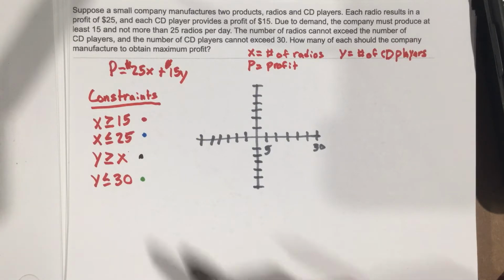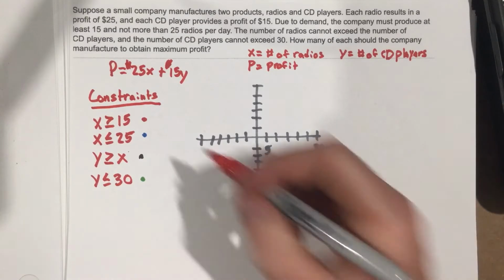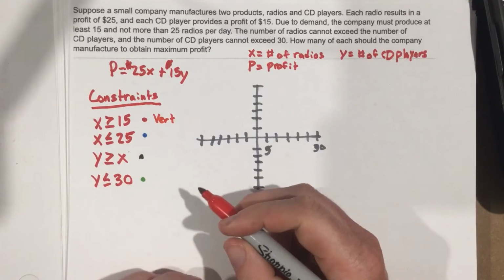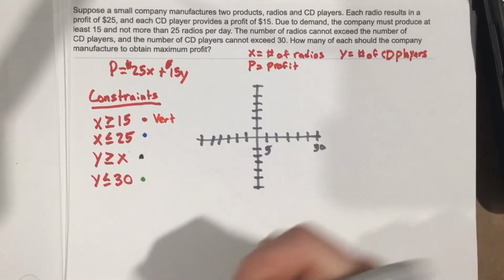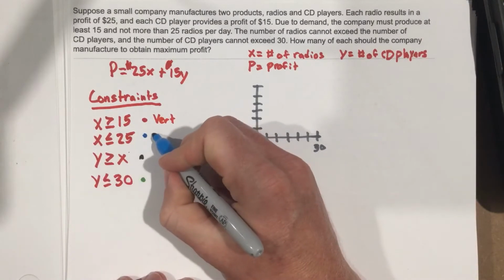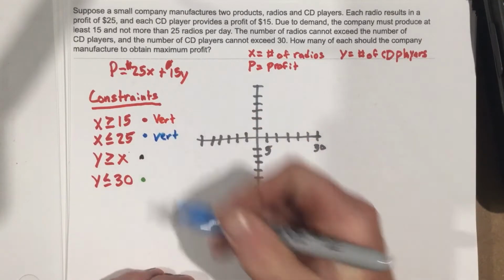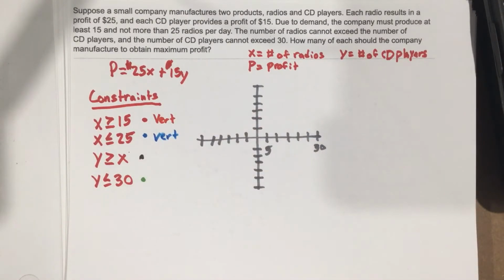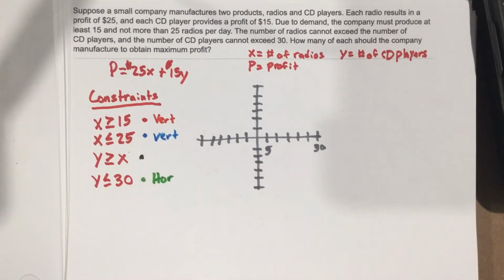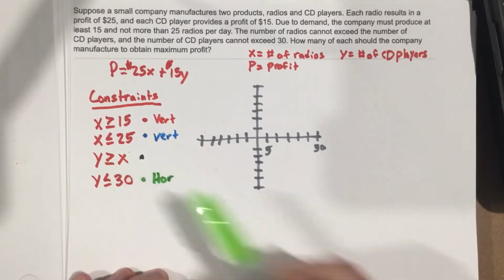All right, let's graph X greater than or equal to 15 first. So that's a vertical line. This one down here is also the blue one right here. This is also a vertical line because it says X less than or equal to. So we got 2 vertical lines. And then we got a horizontal line here. And then obviously this is just our regular linear equation.